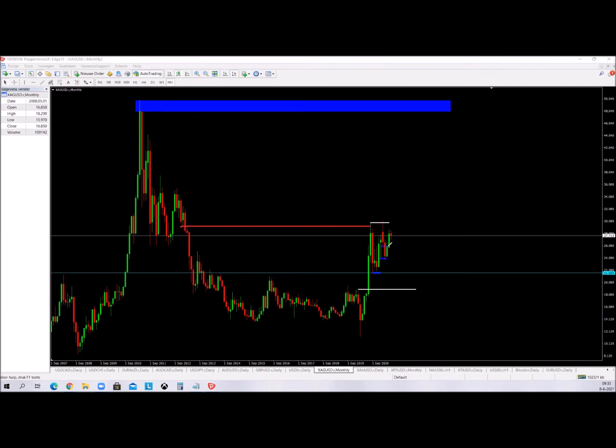So I'm in since around this area. I entered my buy order again for the long run, targeting this area. So it will be again a few years, but it will be 100% gain. So it's a decent setup.